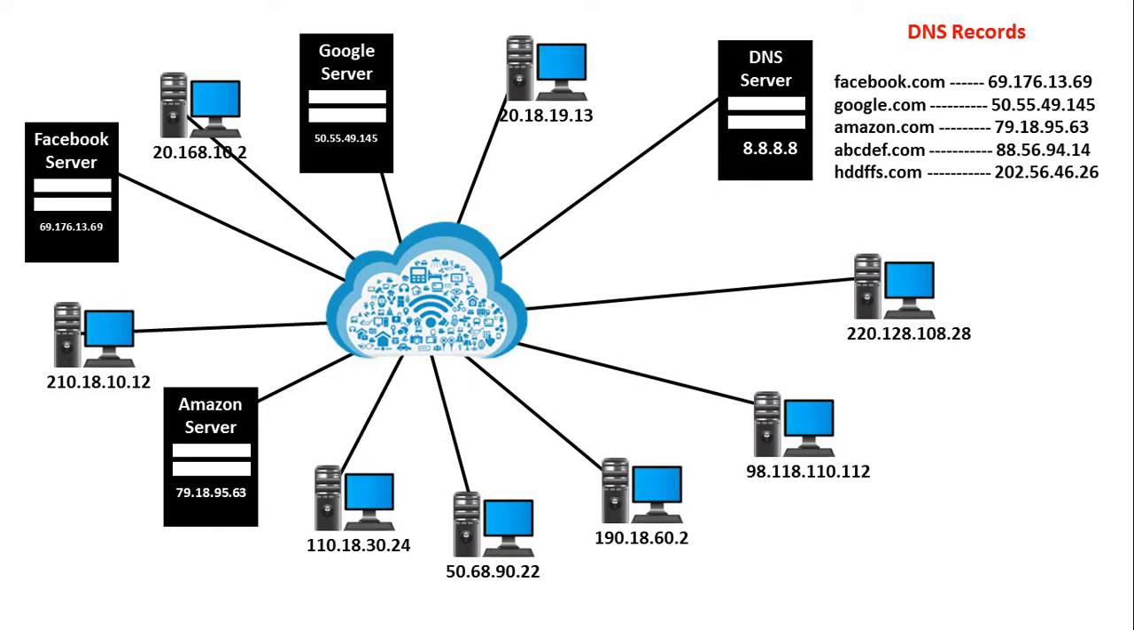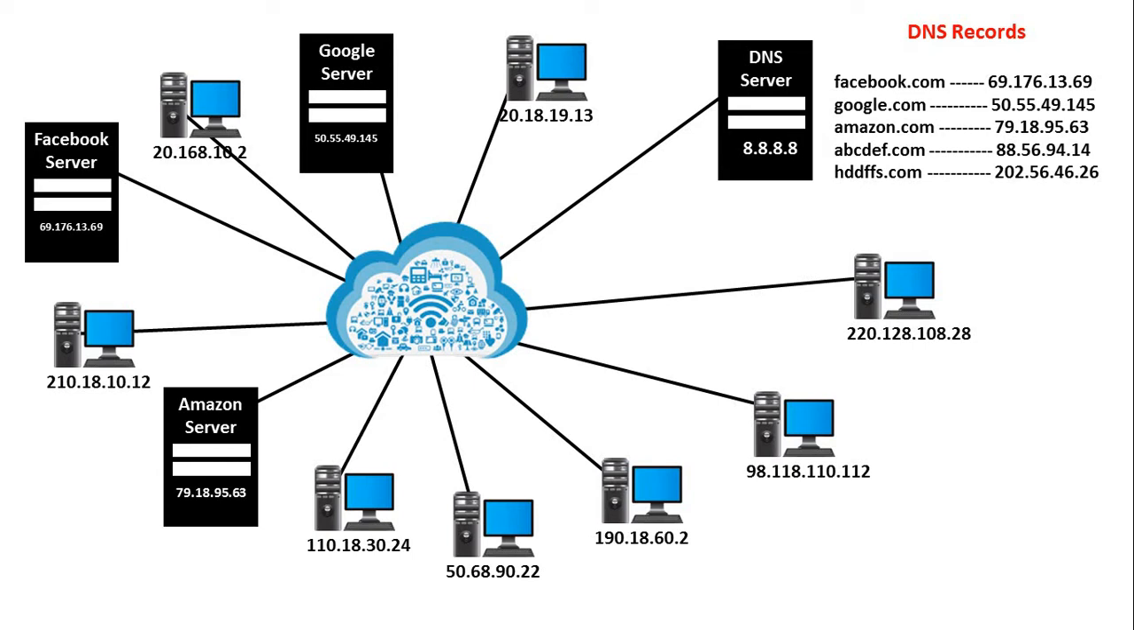So public IP addresses will always be accessed over the network, right? You can see Facebook server, Google server, DNS server, Amazon server, and also many other client computers. So the client computers are normal users using their desktop or laptop who are going to access the Facebook server, Amazon server, or the Google server over the internet.